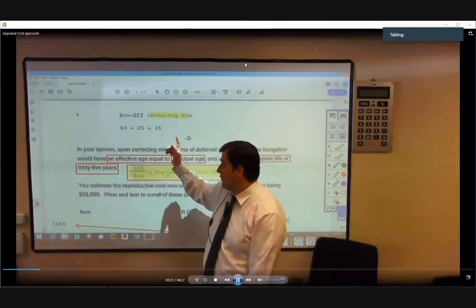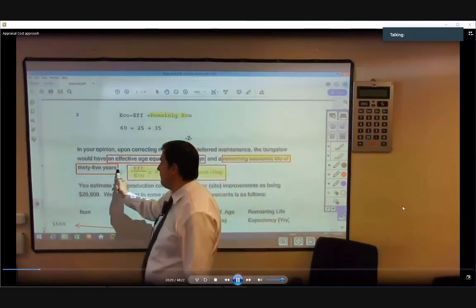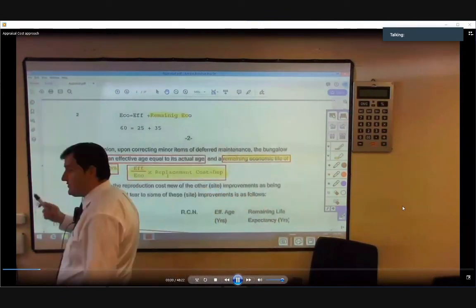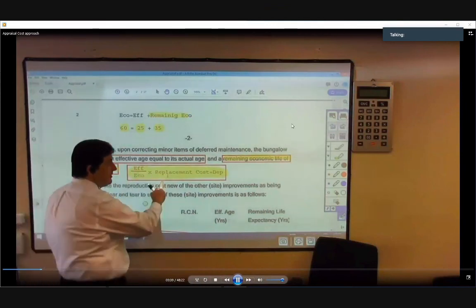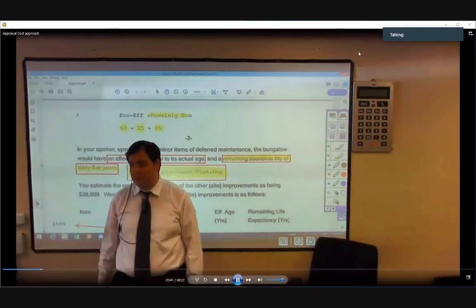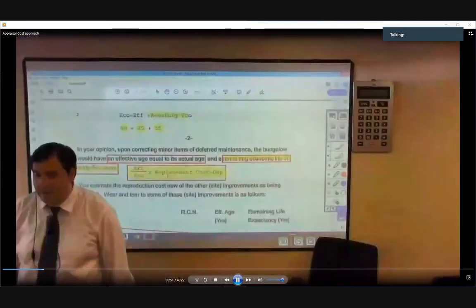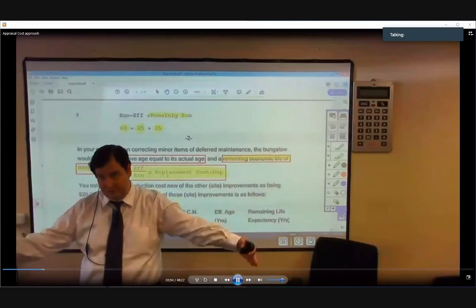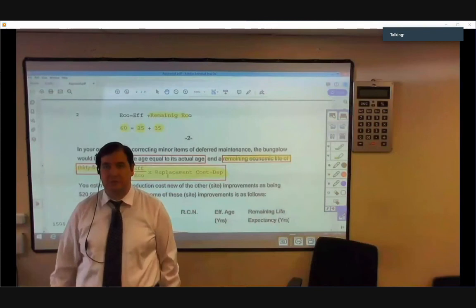So in this case, they give you that. The remaining economic life is 35 years. So what's remaining is 35. You have to add it to this 25, so you're going to get 60. So you need the 60. So 25 divided by 60 multiplied by replacement cost is going to give you the depreciation. You build it today, after 60 years it's going to be worthless. So it's land value, which means it has no value for the house.